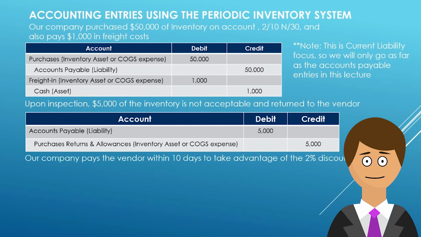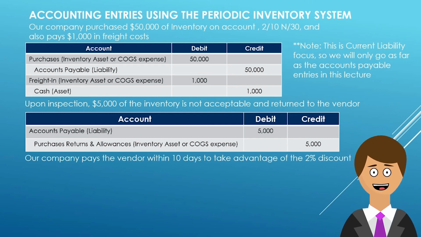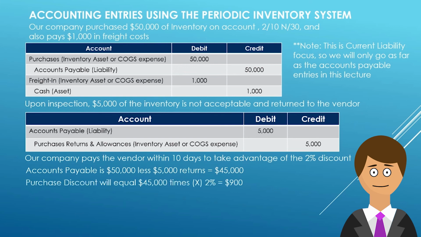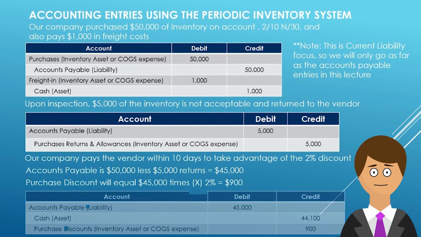Then finally, our company decides to pay that vendor within the 10 days to take advantage of that 2% discount. So the accounts payable was the $50,000 originally, less the $5,000 in returns, so $45,000 is in accounts payable, but that's not what we're going to pay because of the 2% discount. So the discount's going to equal that $45,000 times 2%, or $900. So we're going to subtract that $900 from what we pay our vendor to take advantage of that 2% discount.